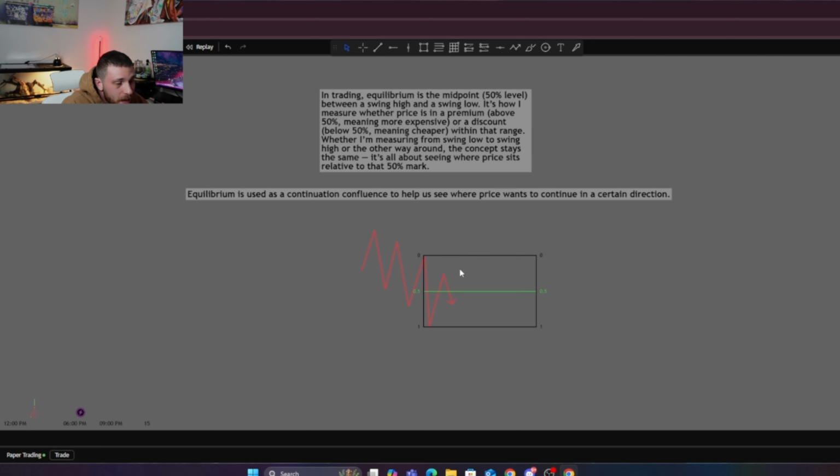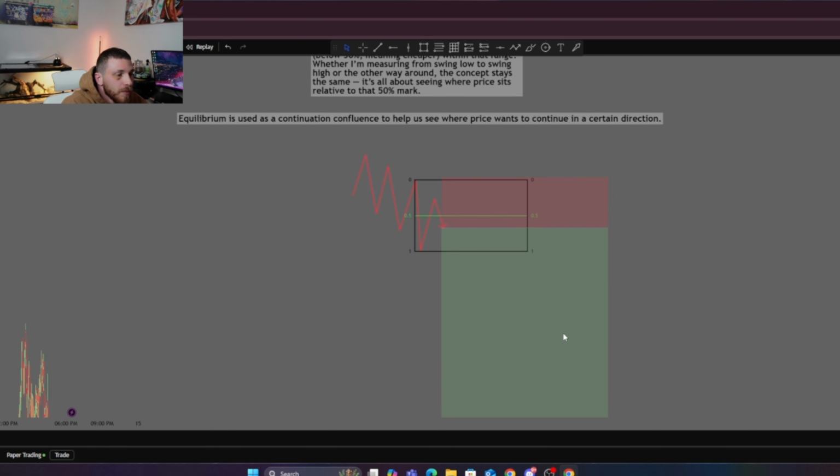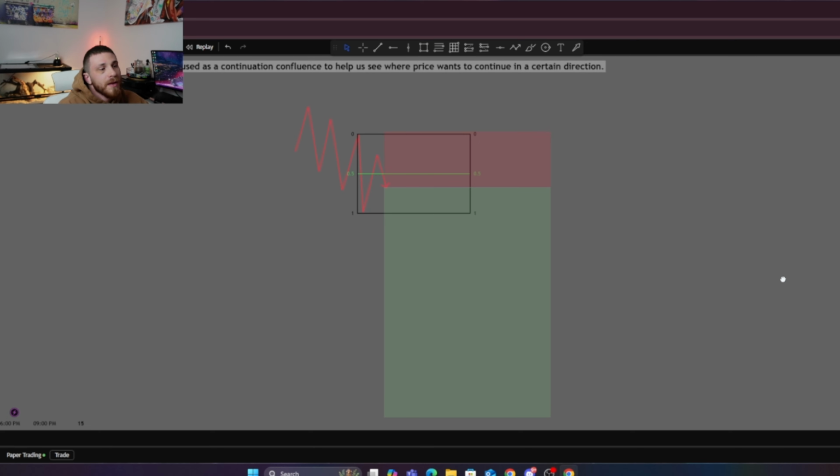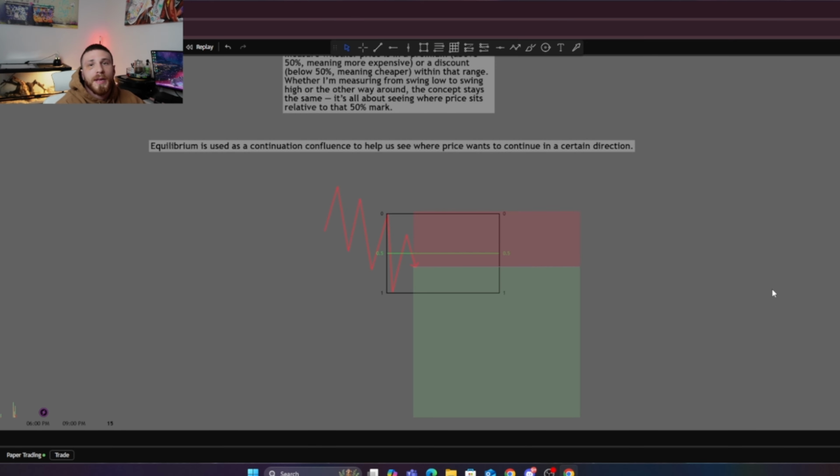We see selling pressure out of it. Candle closure underneath the 50% level. Here's our entry. Bada bing, bada boom. Stop loss and take profits we'll go over in future videos. Right now we're trying to learn how to identify what equilibrium is.